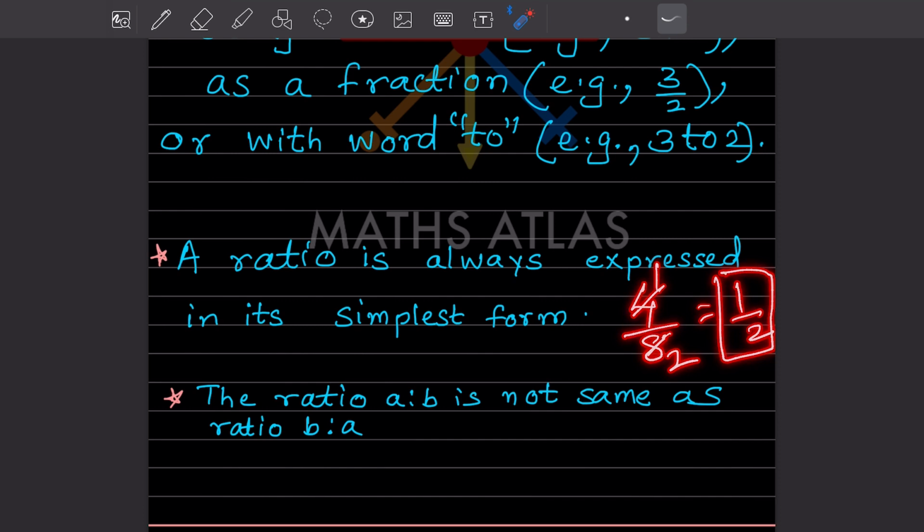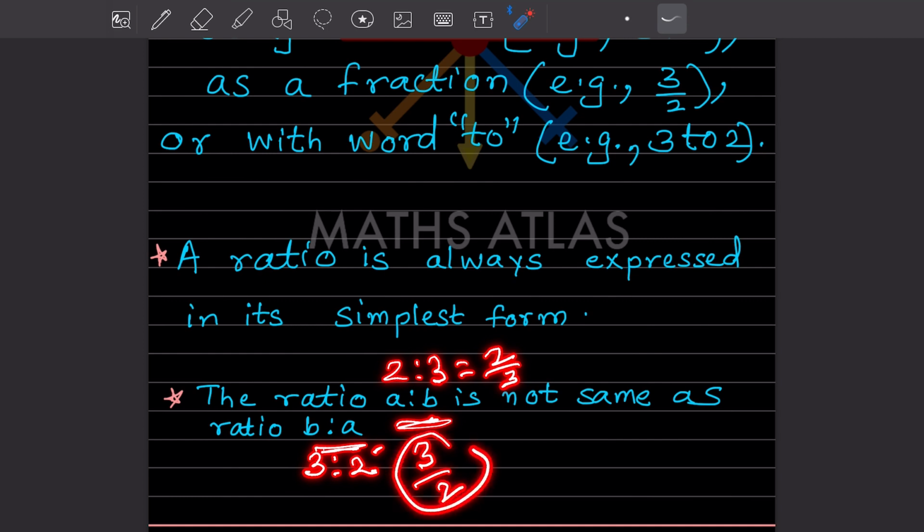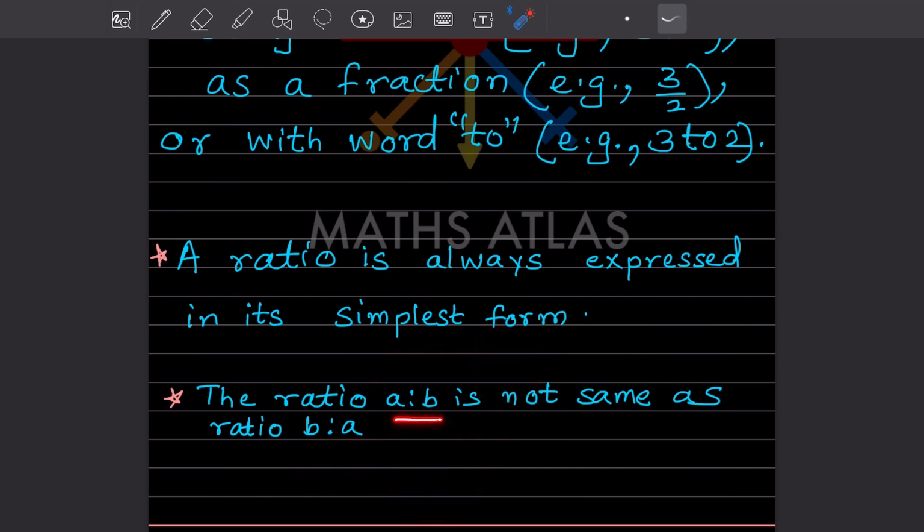Hope you got it. So now the next point says that A is to B is not the same as B is to A. Now suppose we are writing here 2 is to 3. That is nothing but 2 by 3. And when we are writing here, B is 3, right? If we write here 3 is to 2, so now this is going to be 3 by 2. Are 2 by 3 and 3 by 2 the same? So it's not, right? So we can say the ratio A is to B is not the same as B is to A.